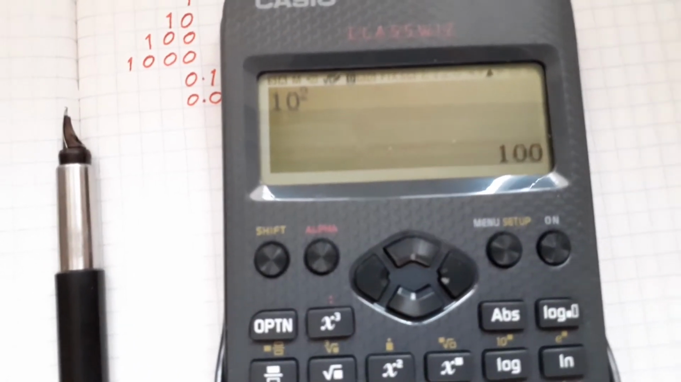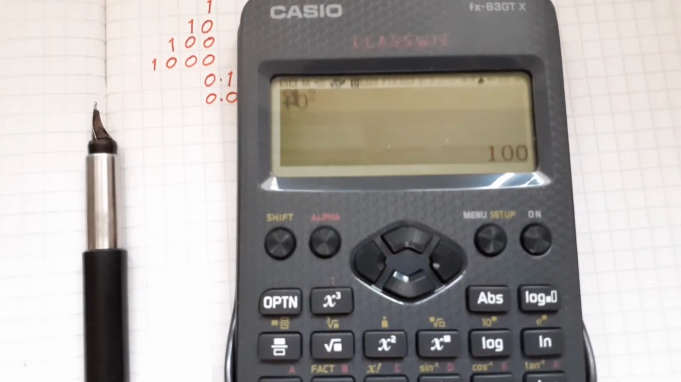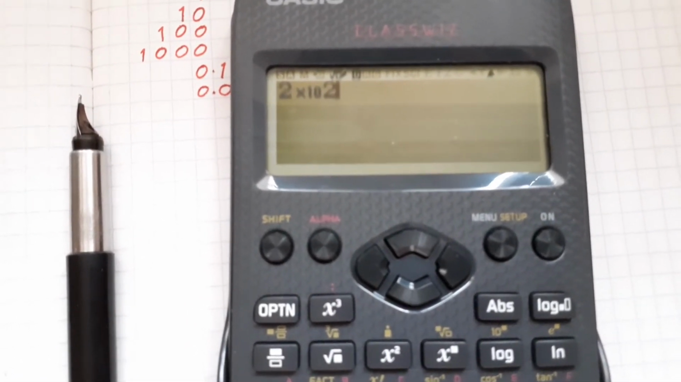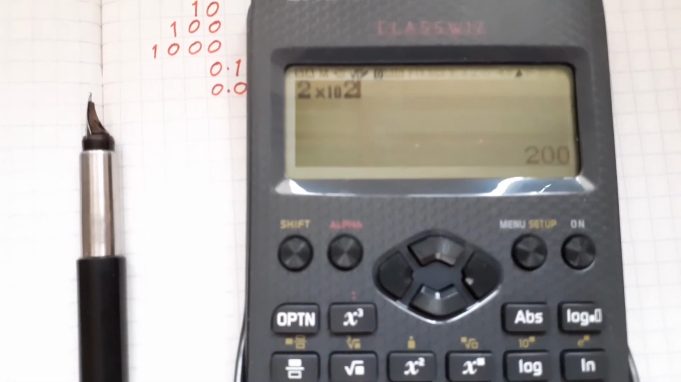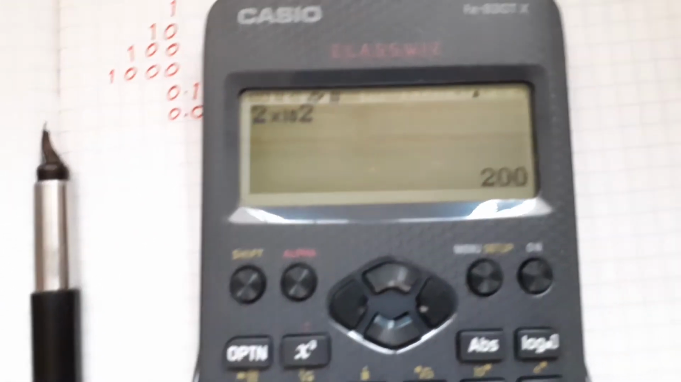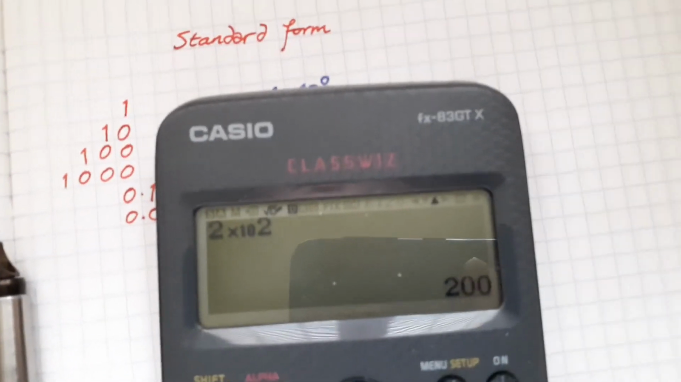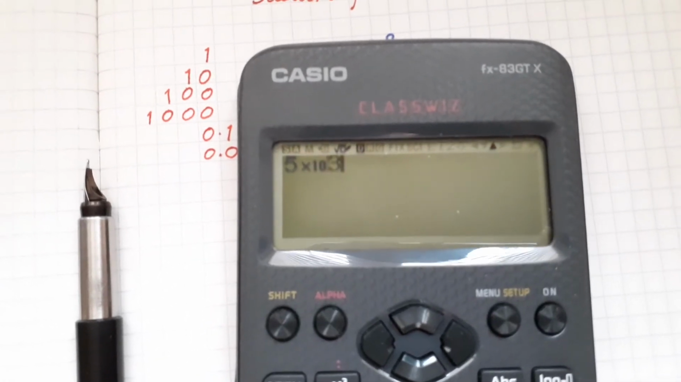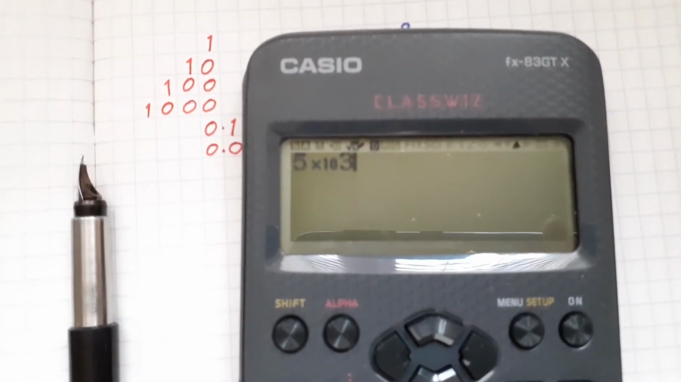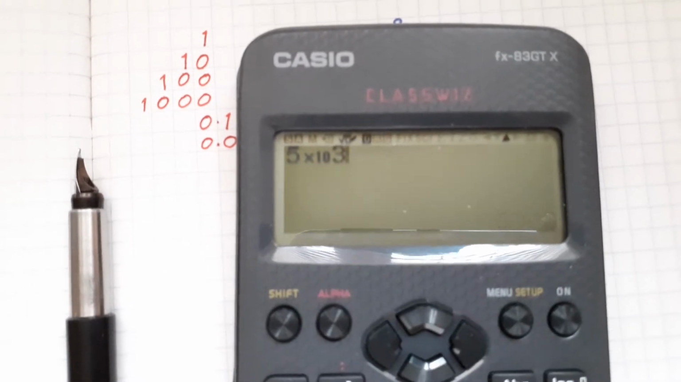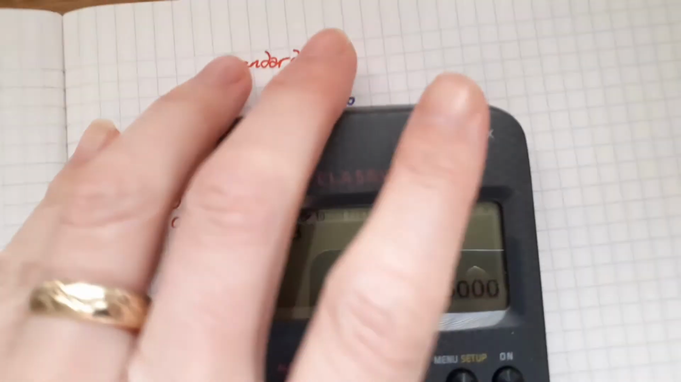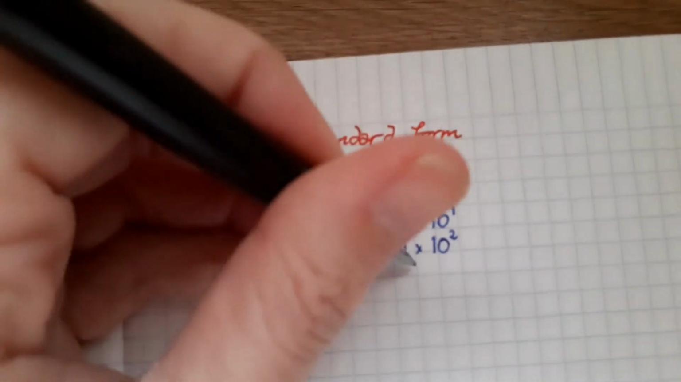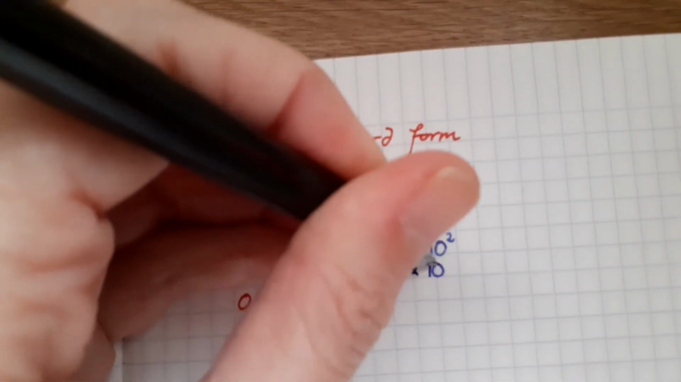So if I decided to do 2 times 10 to the 2, so that's 2 times 100, I should get 200. Bam, there we go. So if I decided to do 5 times 10 to the 3, I should get 5,000 because we've moved the 5 3 places to the left. 5,000, bam. So I go back to my 1,000. 1 times 10 to the 3.